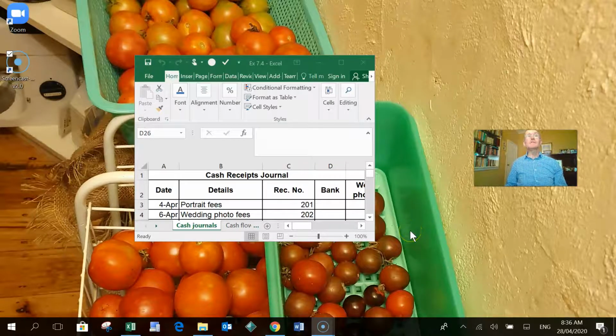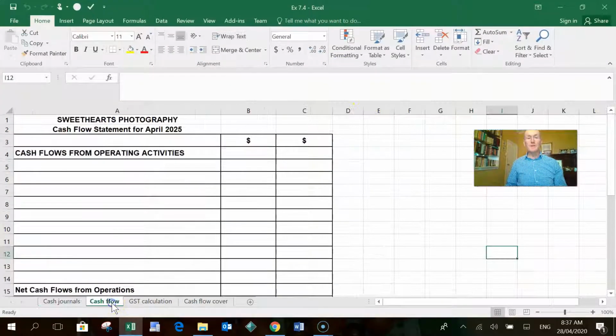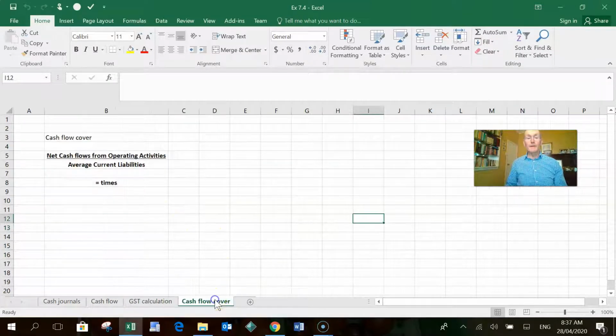So let's continue on with 7.4. I just want to go through a few more things here. Obviously, the cash journals you should be getting comfortable with. Cash flow statements may be getting a little better. That can be a little tricky to get the classifications correct. What I do want to go over today is the GST calculation, which students traditionally struggle with, and also the introduction of a new financial indicator called the cash flow cover.